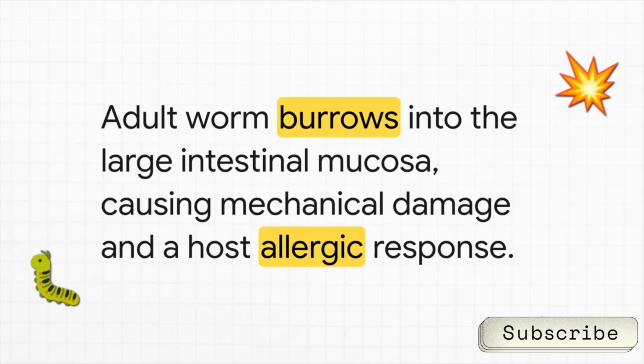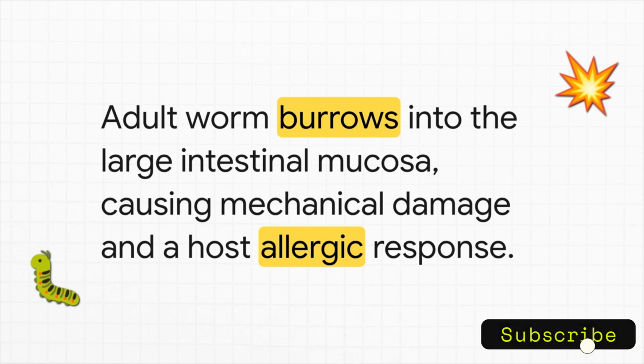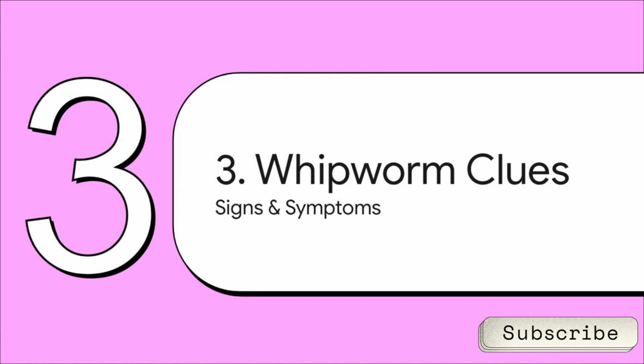So, how does this actually make a person sick? Well, it's a two-pronged attack. First, the adult worm uses that thin, whip-like front end to literally thread itself into the lining of the large intestine. This causes direct physical damage and inflammation. And on top of that, the body kicks off an allergic response to this invader, which just makes everything worse. Okay, so that's what's happening on the inside. But what does this look like in a patient? What are the classic signs and symptoms that should make you think whipworm? Let's get into the clinical clues.